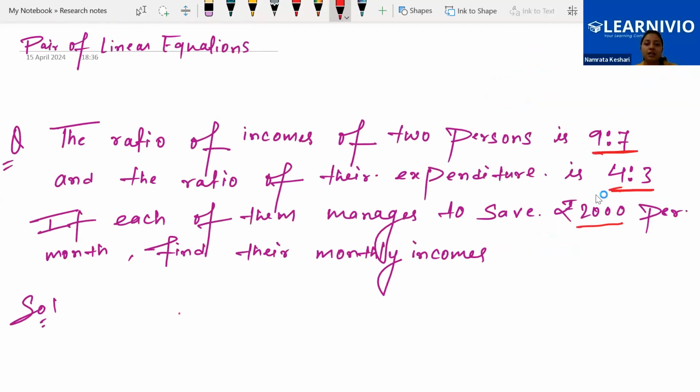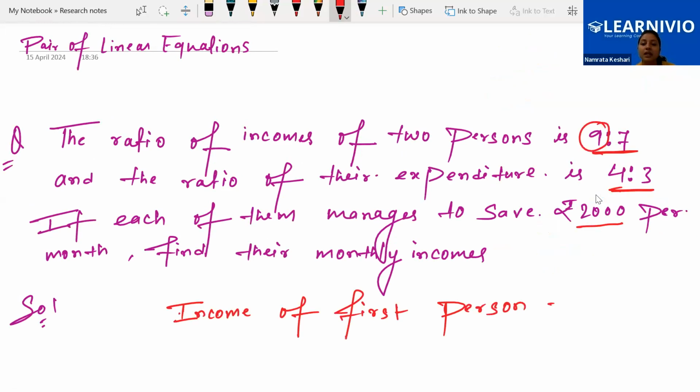So we can say, let's say the income of the first person is 9x. From this 9, it's 9x. Be careful, we cannot say that 9 is the income of the first person. 9 is just the representation, just the comparison between these two persons. So 9x is the income of the first person and the second person's income is 7x. All right. At first, we have assumed this income according to the given condition.